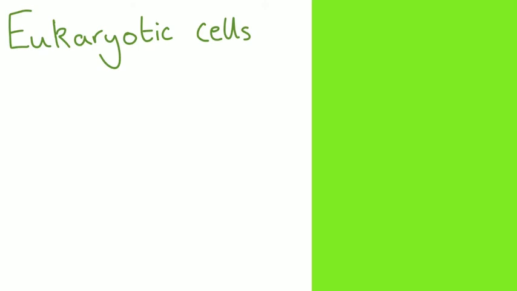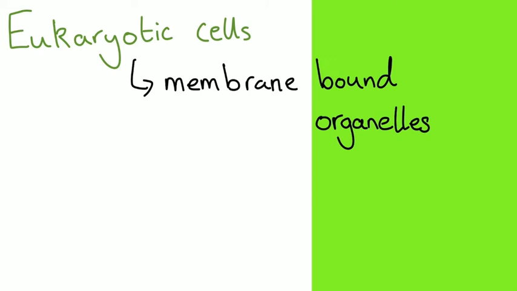Okay, so one term that you'll come across every now and again is the term eukaryotic cells. So eukaryotic cells are types of cells that have membrane-bound organelles, or parts of the cell that have a membrane around them. So things like the nucleus, things like the mitochondria, anything like that that's got a membrane around it will mean that cell is a eukaryotic cell. So examples of eukaryotic cells tend to be your plant cells, your animal cells, and your fungi as well.